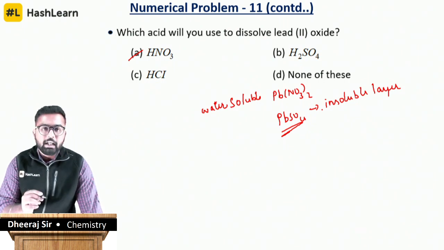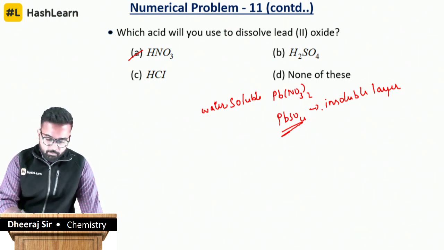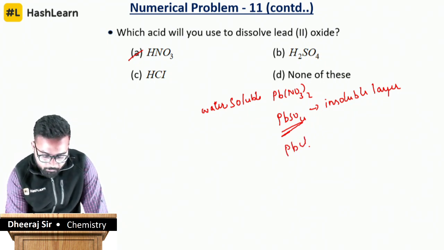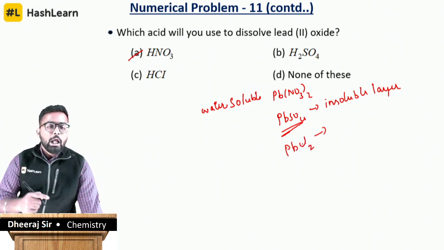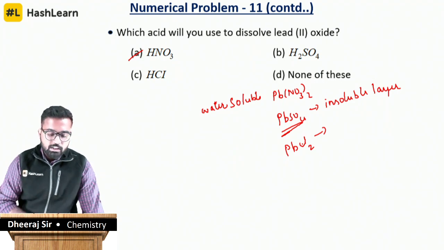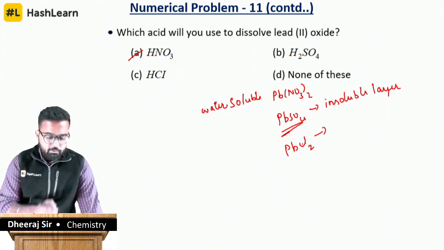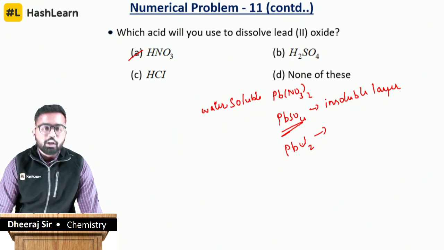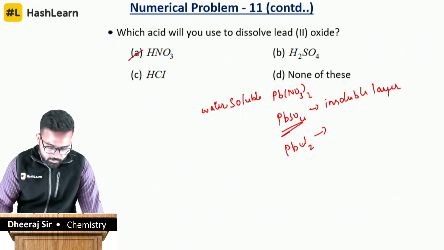HCl, the same thing. The moment PbO reacts with HCl, it forms a layer of PbCl2. This layer, which is insoluble, prevents the further dissolution process of lead oxide. Therefore, it has to be nitric acid, wherein it readily dissolves, forming a water-soluble lead nitrate solution.